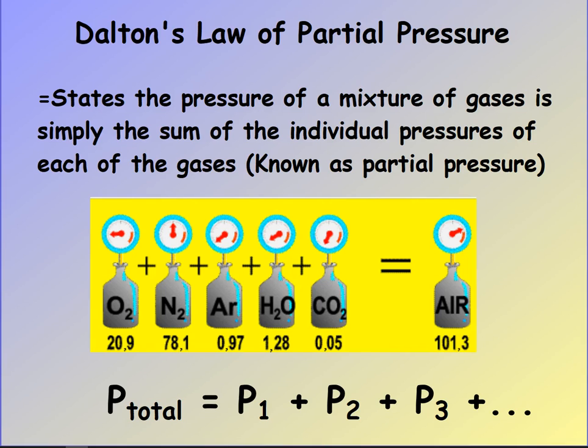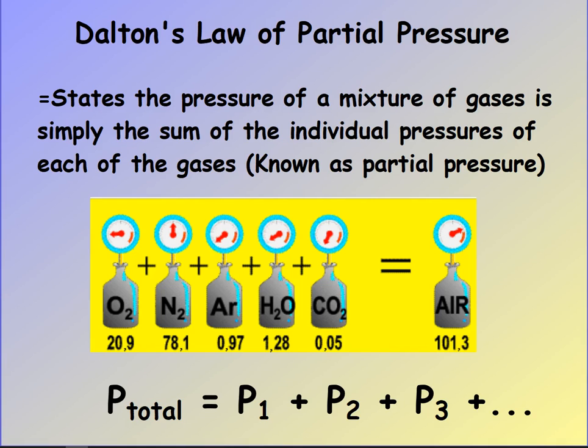So let's say you're in a room. The air that's in your room is made up of a bunch of different gases: oxygen, nitrogen, argon, water, carbon dioxide, a whole bunch of other ones. And so if I add up each of those pressures, that's how I get standard pressure for air, which is 101.3 kPa or 1 atm or 760 mmHg.